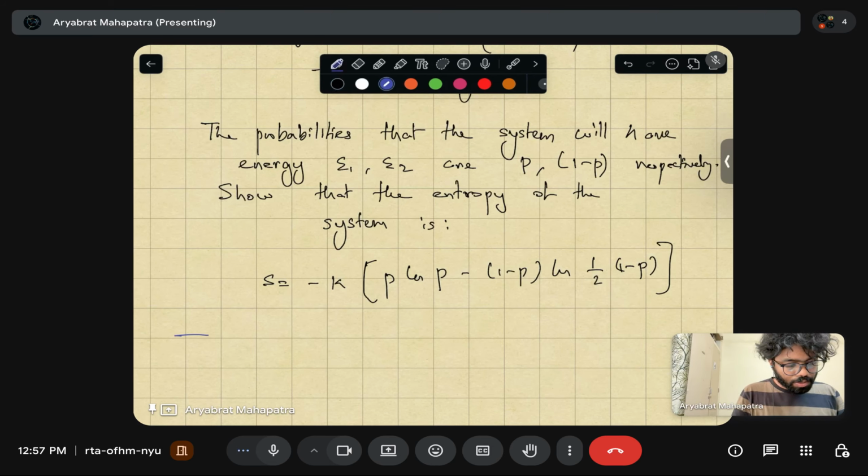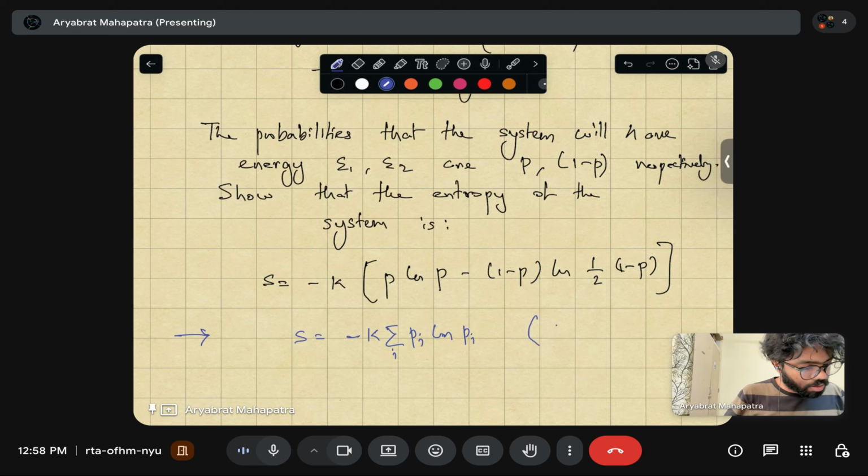The entropy you have to basically calculate. For entropy you can write this using something known as the Gibbs entropy, which is given as minus k sum of Pi ln Pi, where Pi is the probability for the given energy state. So this is your Gibbs entropy.